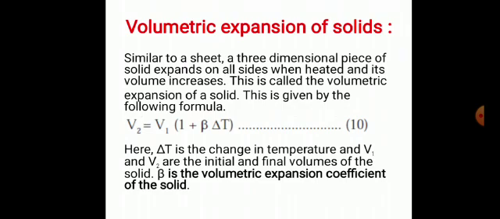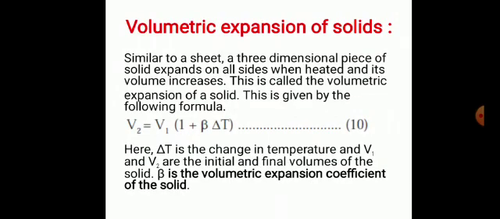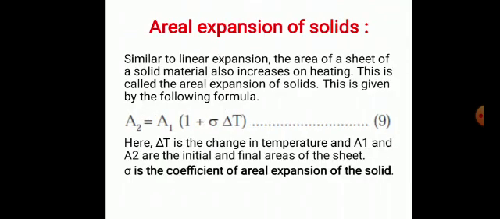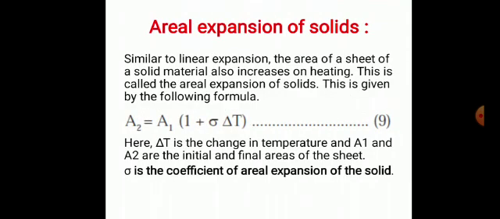Instead of A2, here is the term V2, and instead of A1, here comes the term V1. Instead of sigma, we have beta as the volumetric expansion coefficient of solid in case of volumetric expansion, and in case of areal expansion, sigma is the coefficient of areal expansion of solid. Both the formulas have the same logic, meaning final volume can be calculated by this formula and final area of the sheet is calculated by this formula. Clear?